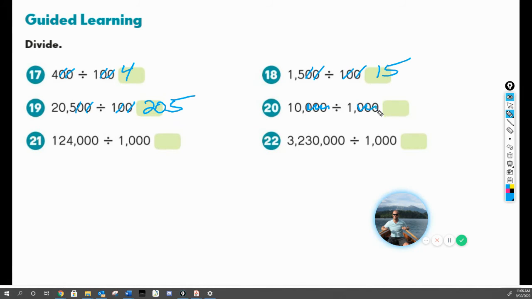I can cross out 3. Pay attention on this one. I can cross out 3 and 3, not all 4. Same number on each. So 10 divided by 1 is 10. Cross out these 3. I can cross out those 3. And I get 124. And again, I'm dividing by 1,000. I'm crossing out 3, or I'm moving my decimal 3 places and getting 3230. All right.